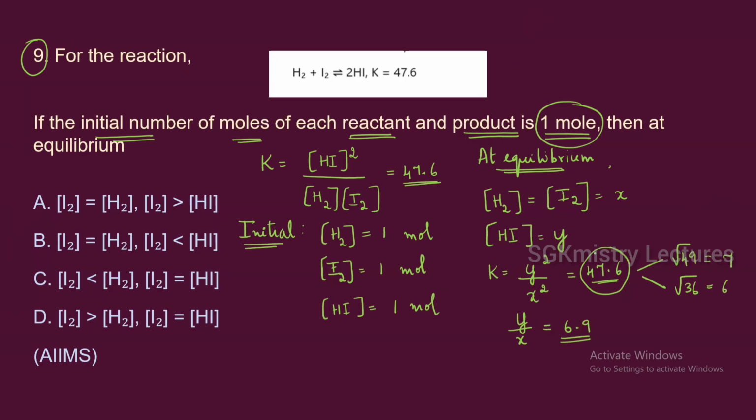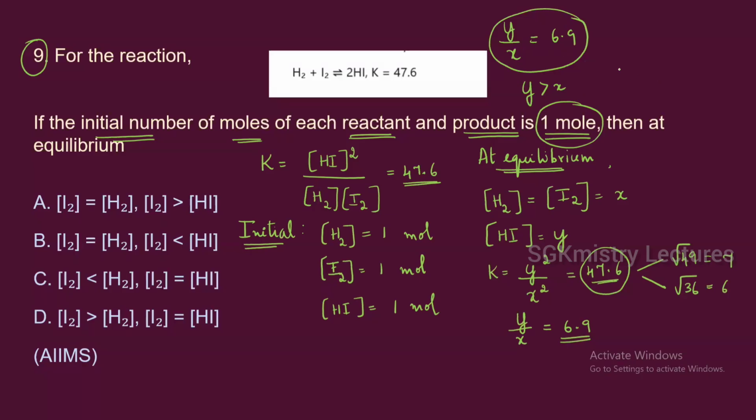We are not interested in the specific value here because no calculations have been asked. If you want, you can try finding the square root, or you can just leave it as such. Now from this, what we need to infer is very important. We know that y by x is equal to 6.9, somewhere between 6 and 7, right? So this equation indicates that y is greater than x, correct? Because y is equal to x into 6.9.